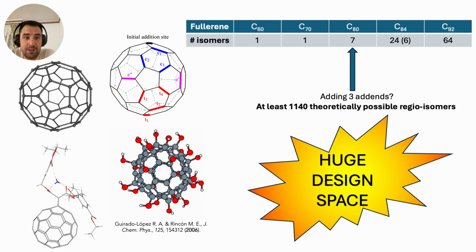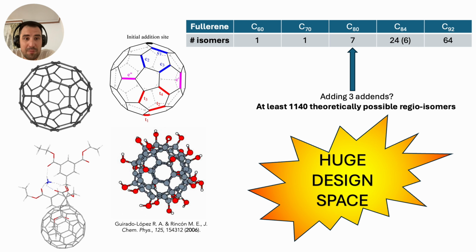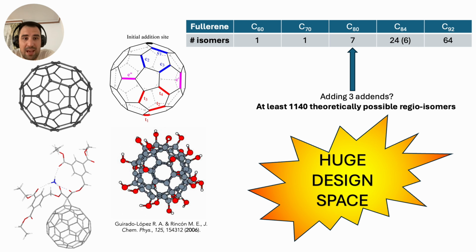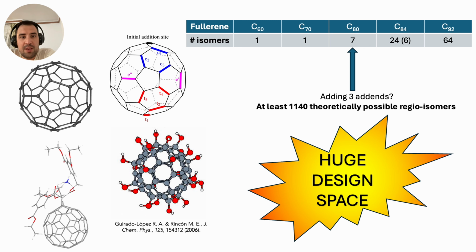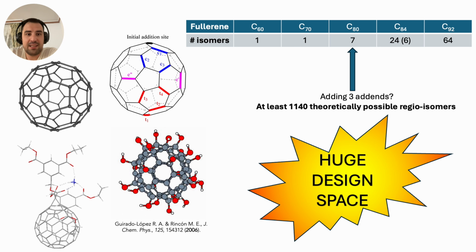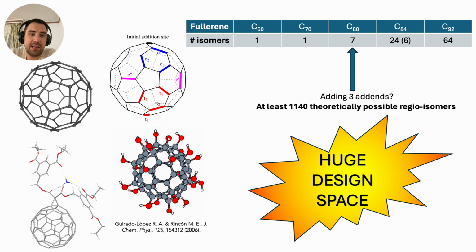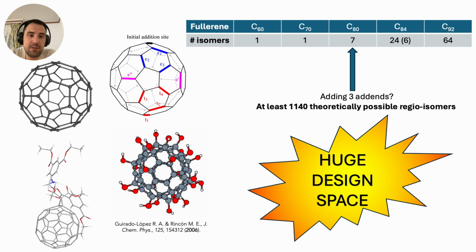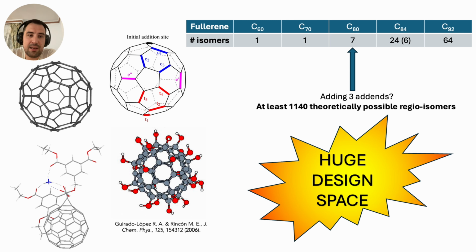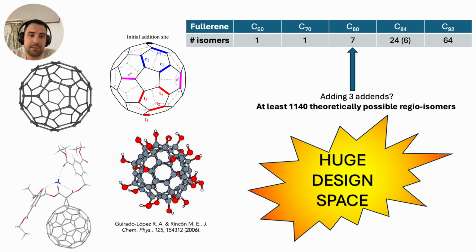As you go to larger fullerenes, this problem only becomes even more of a problem, and so you end up with a design space which is thousands of isomers large. Being able to model all of these in a high throughput way, so that we can plug it into other computational workflows such as DFT and molecular dynamics, would be really, really exciting.